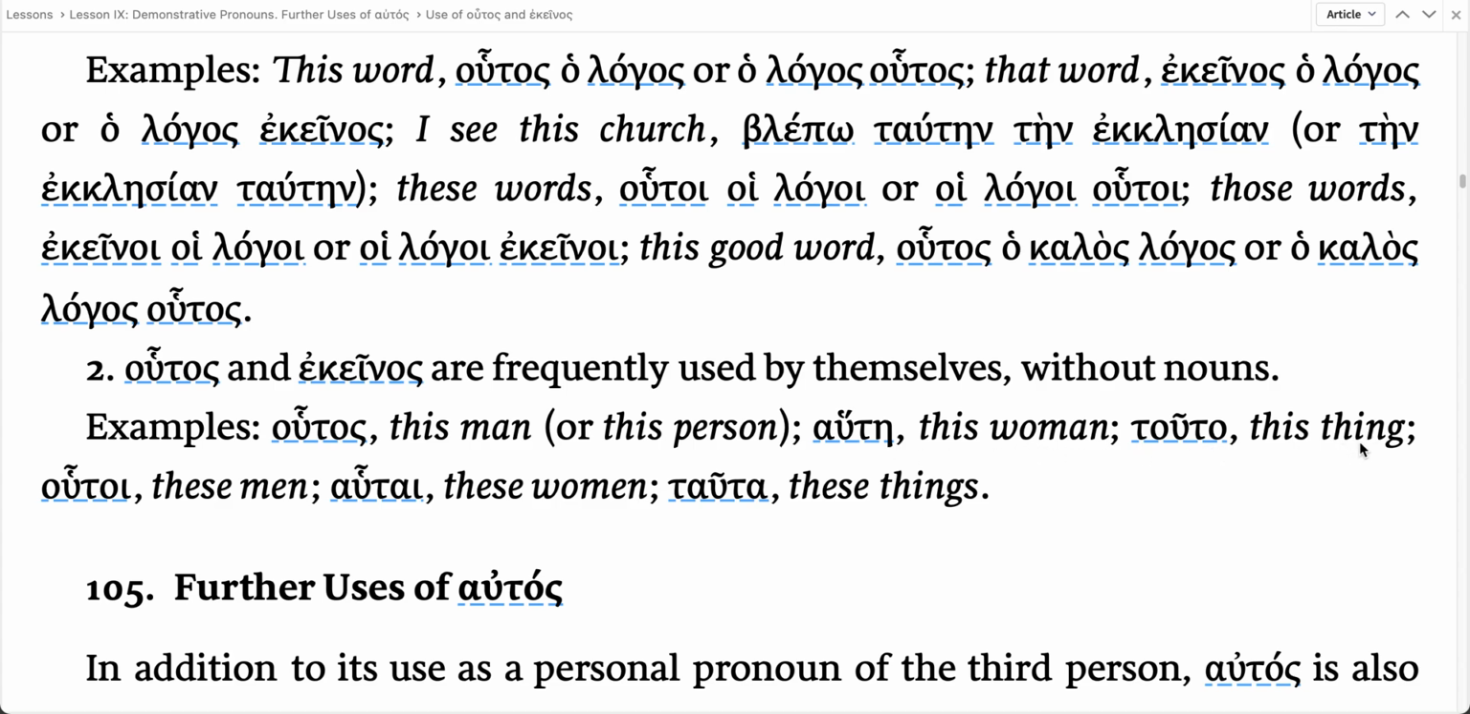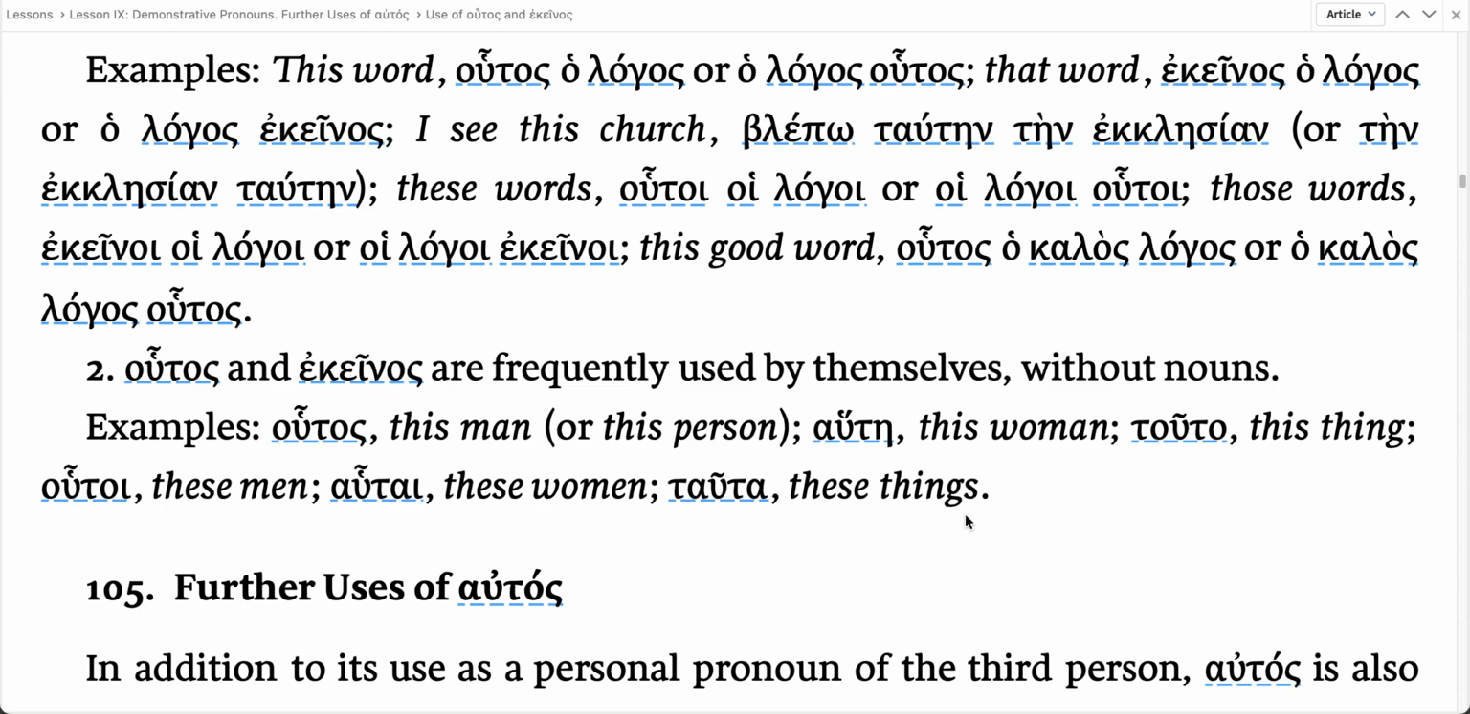Tuto, this thing. Plural form, hautoi, these men. Or you could have alte, these women. Tauta or altai, these women. Tauta, these things. So you have to realize that the demonstrative pronoun, this and these, that and those, can be used with nouns or without nouns. That's how it works in the Greek language. Okay? And so you have to be aware of that.